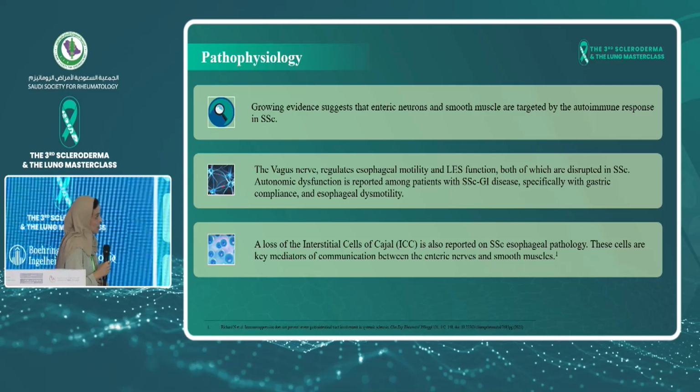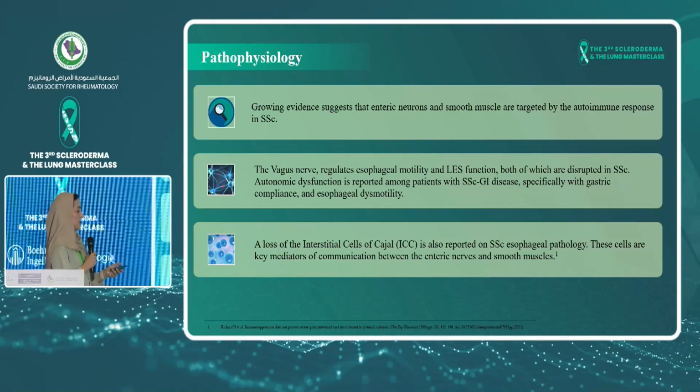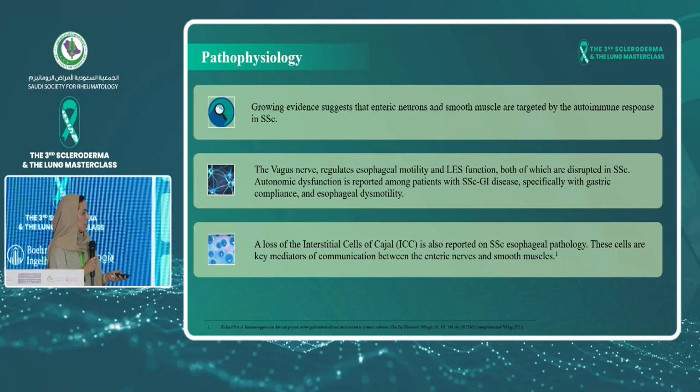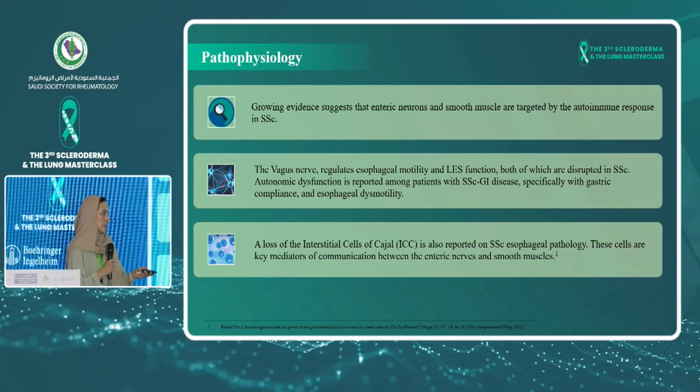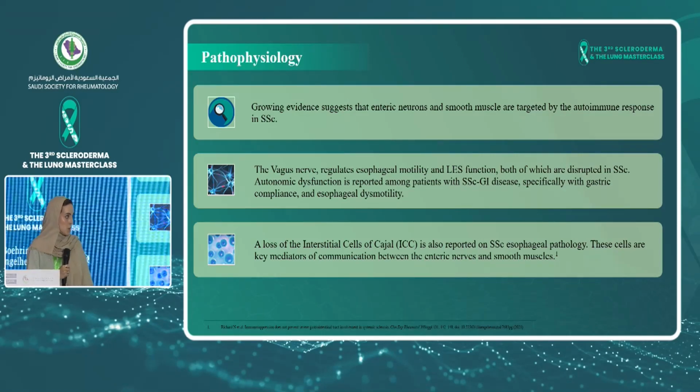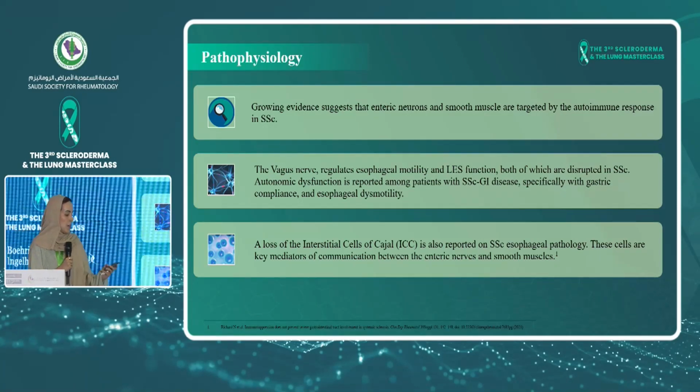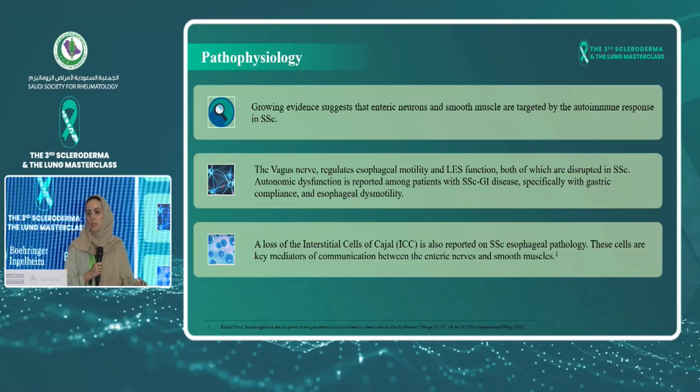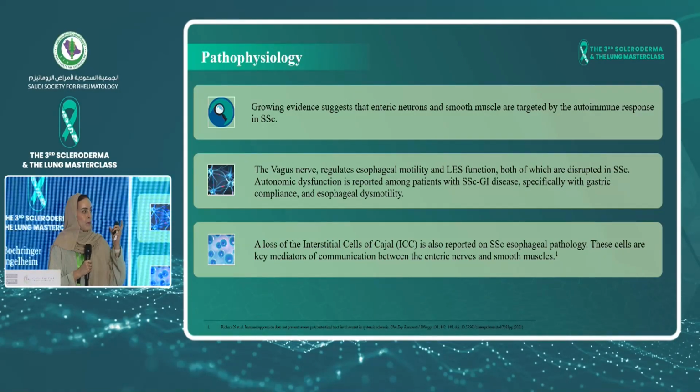The interesting part that supports the theory that it's the enteric nervous system is that they noticed that there is a loss of interstitial cells of Cajal in systemic sclerosis esophageal biopsies. These cells are the pacemaker of the GI tract. They are distributed throughout the GI tract, especially in the esophagus and stomach.